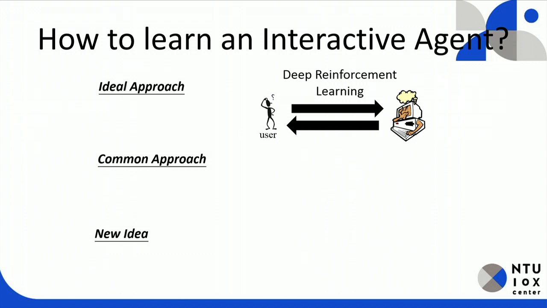However, in practice, this idea doesn't work. Why? Because humans are very busy. No one can interact with your system millions of times to help you train the system. So there's a very common solution.